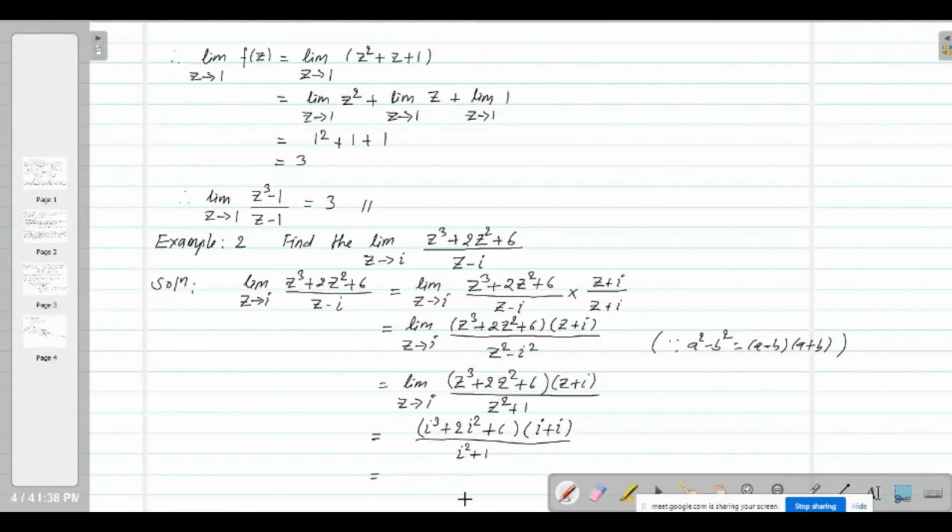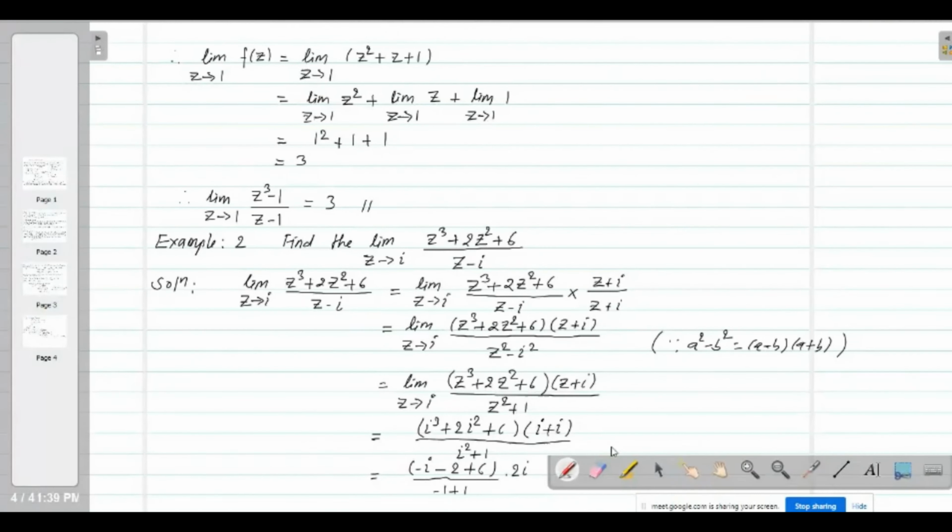Here, if I simplify this, i squared is minus 1, but this is i cubed, so this becomes minus i. And this is minus 2, since i squared is minus 1, and plus 6, and divided by minus 1 plus 1, and this is what? 2 times i.